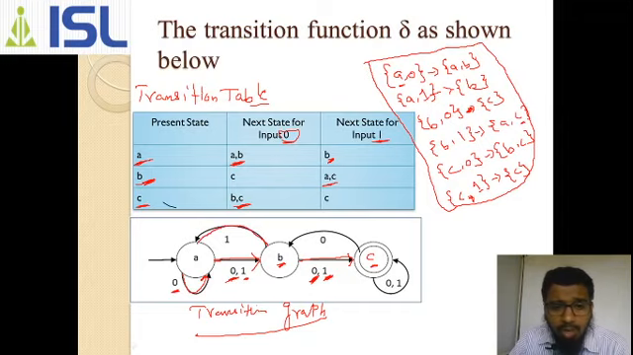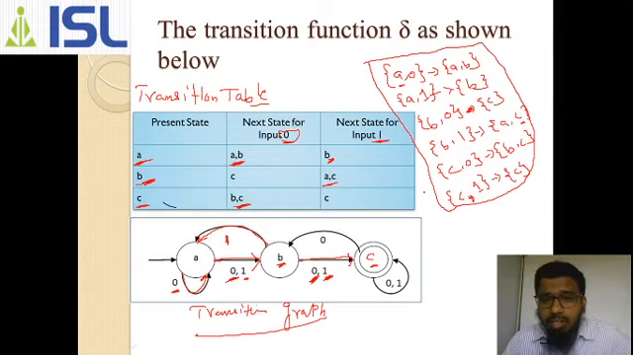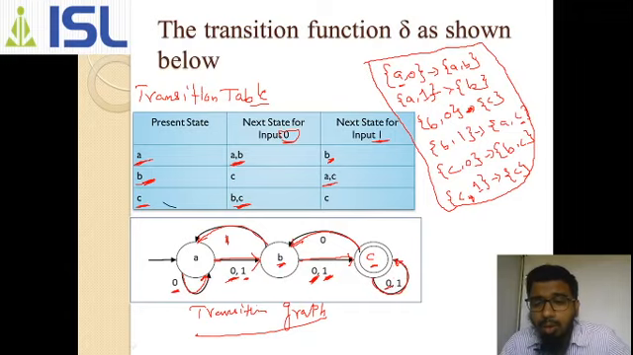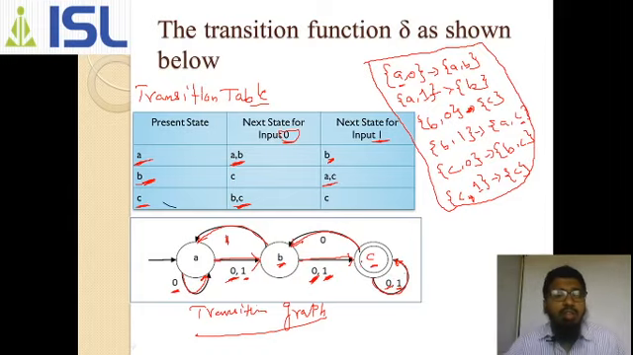So here, like that. Next is C. C comma 0 means it is going to B as well as C. Now C comma 1 is C. When C, the input is 1, then the answer is C. So this is one example.